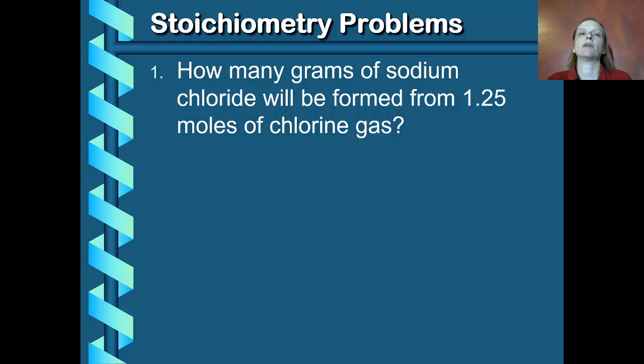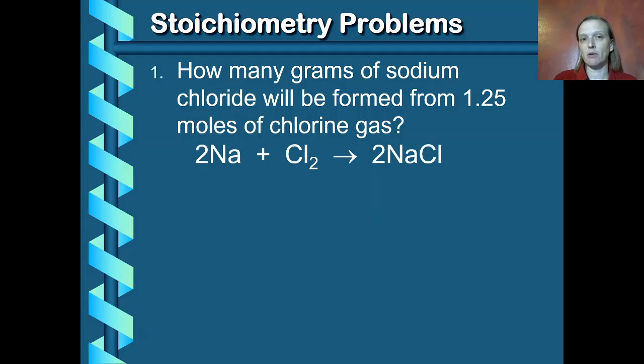So let's try it for this problem. How many grams of sodium chloride will be formed from 1.25 moles of chlorine gas? Here's our balanced chemical equation. Step 1 for stoichiometry: always have a balanced equation. And we have to determine what our known and our unknown values are. My known is that I have 1.25 moles of chlorine gas, and I'm trying to find out how many grams of sodium chloride I can make.